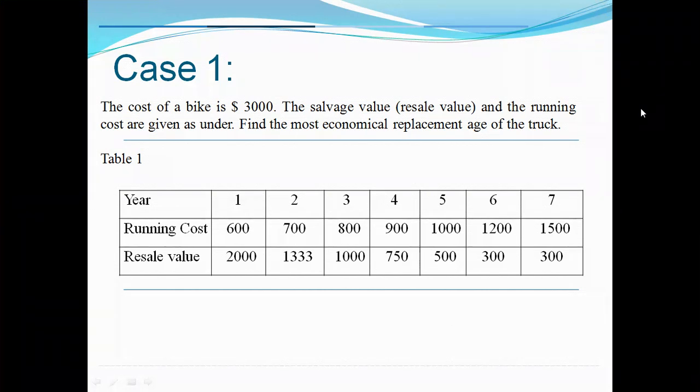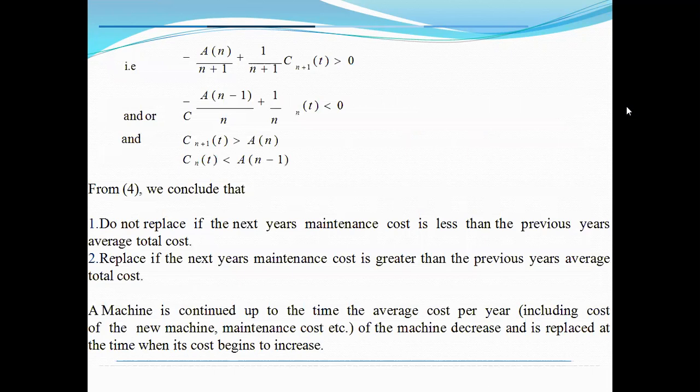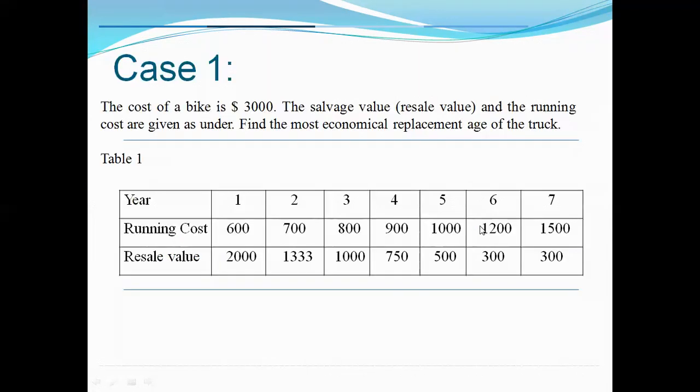First, in the first case, the cost of a bike is rupees 3000. The salvage value, nothing but the resale value, and the running cost are given in the table. And here we have the condition: find the most economical replacement age of the truck. So we also have two different criteria as per the situation: if the next year's maintenance cost is less than the previous year's, do not replace at that particular point; and if the maintenance cost is greater than the previous year's cost, we can prefer replacement.